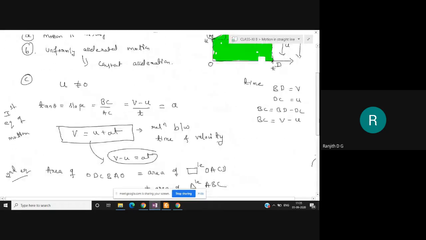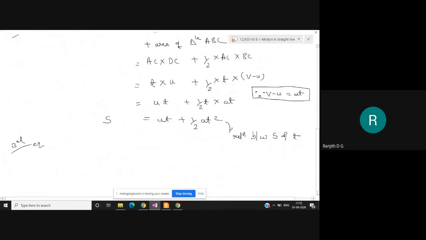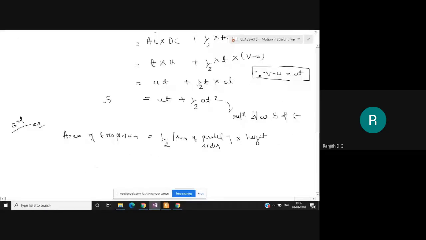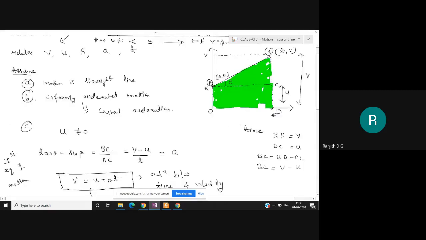So what is the area of a trapezium? The area of a trapezium formula is half into the sum of parallel sides into the height between them. The area of the trapezium will again give the displacement, because the area under this graph gives the displacement. What is the sum of the parallel lines in this trapezium? What are the parallel lines? You need to visualize the trapezium. You should reverse it and then see. Which are the parallel lines here?